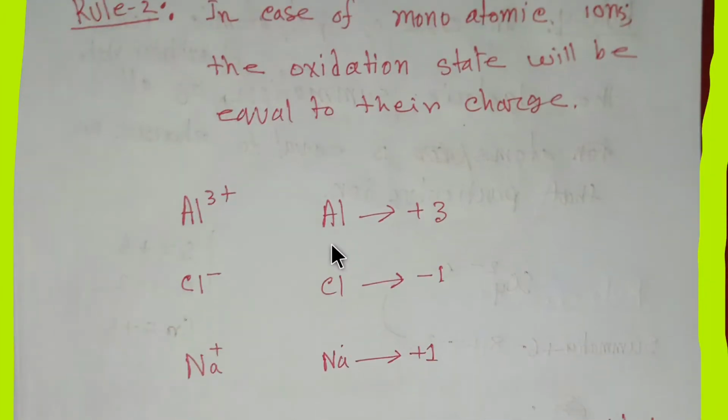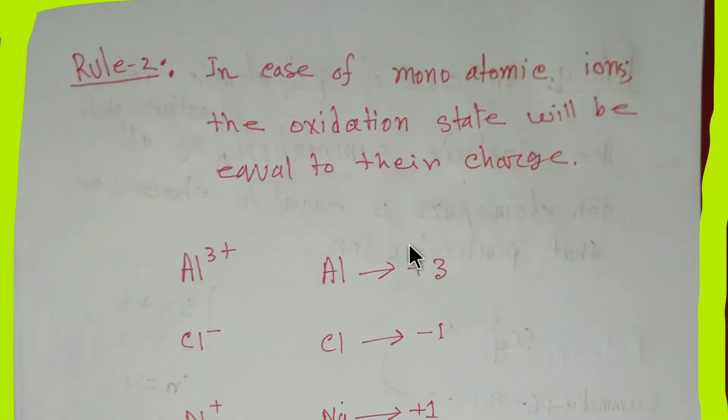Well, you know that aluminium is a monoatomic positive ion. The oxidation state of aluminium is +3. Here the oxidation state of chlorine is -1, and here the oxidation state of sodium is +1, right? So what will be the rule? In case of monoatomic ions, the oxidation state will be equal to their charge. Here the oxidation state of aluminium is +3.